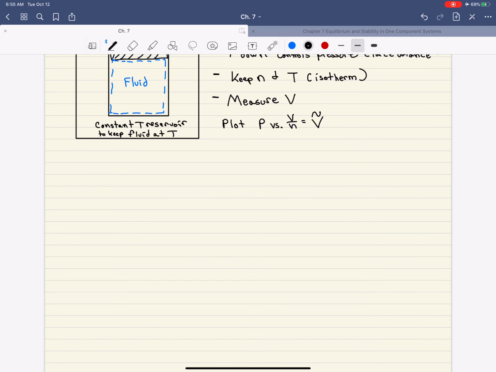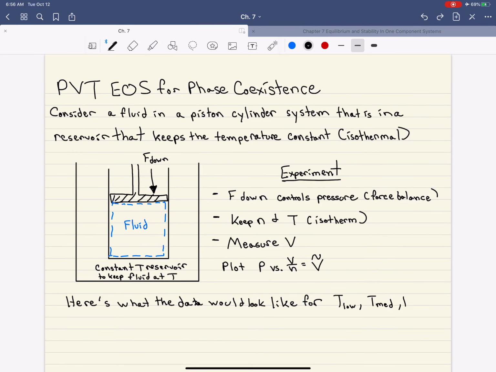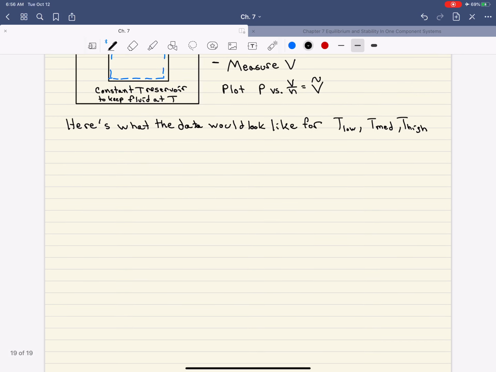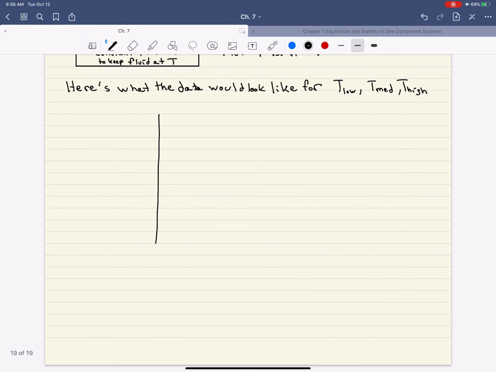After we measure the molar volume data and then plot it, here's what the data are going to look like. We're going to look at the data at 3 different temperatures, what I'll call temperature low, temperature medium, and temperature high. And so here's what the plot of the data are going to look like.